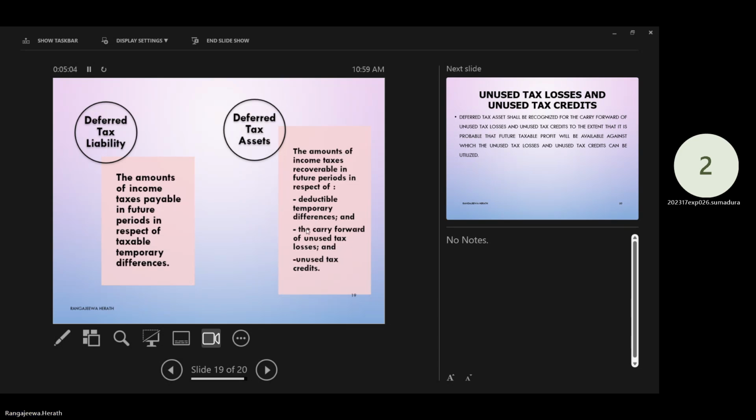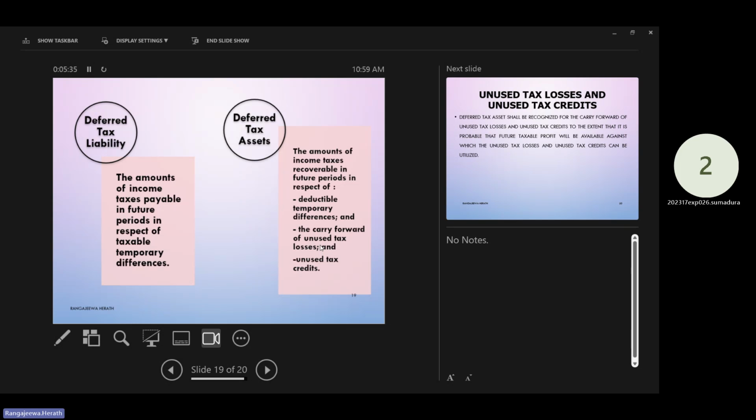Deferred tax liability is created only because of taxable temporary difference. Taxable temporary difference multiplied by the tax rate, you get the deferred tax liability. But for deferred tax asset, deductible temporary difference into tax rate is only one way. Right? There are two other methods we can identify deferred tax asset. But these two are very rarely applicable. Carried forward unused tax losses.